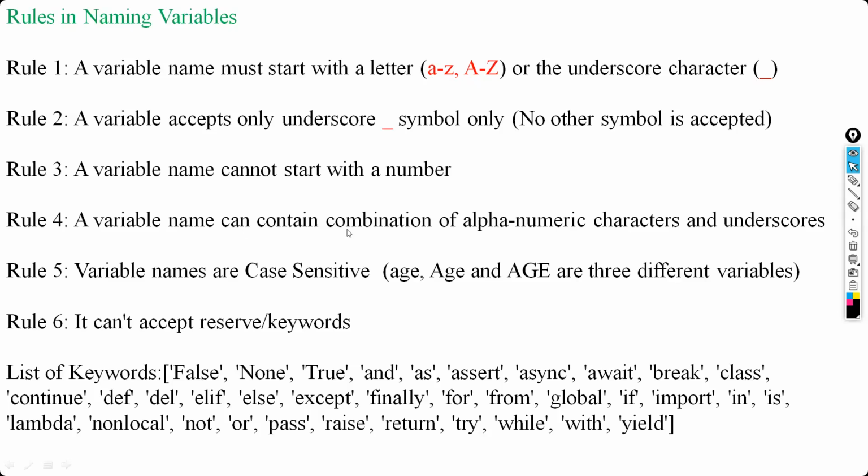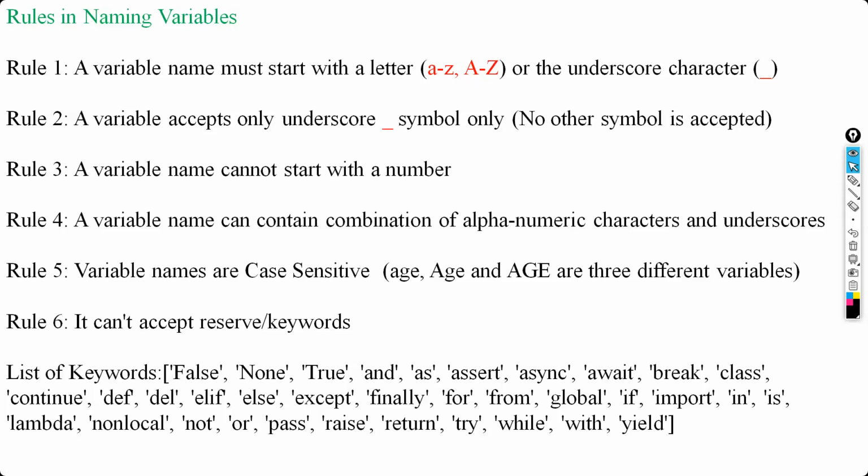A variable name can contain a combination of alphanumerics. Alphanumeric means an alphabet followed by numerical values, that is a1, a2, like this. Variable names are case sensitive, meaning small letters and capital letters are different. That object is different, this object is different, both are not the same.